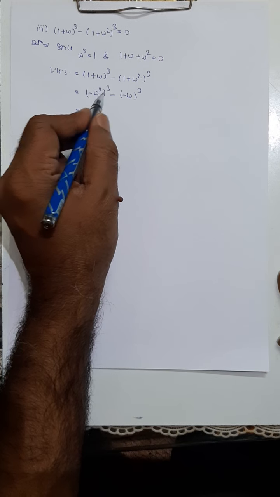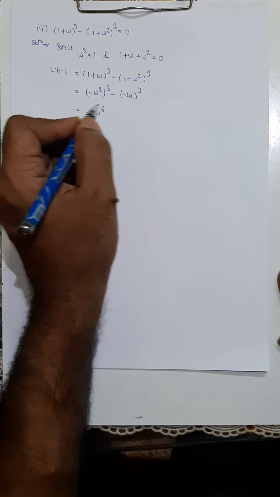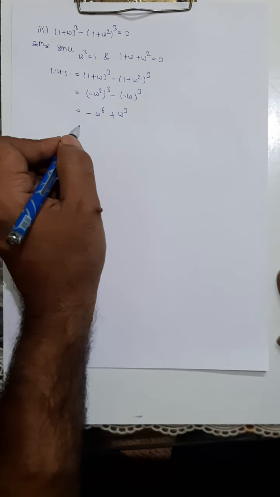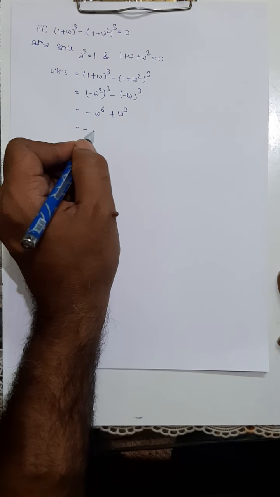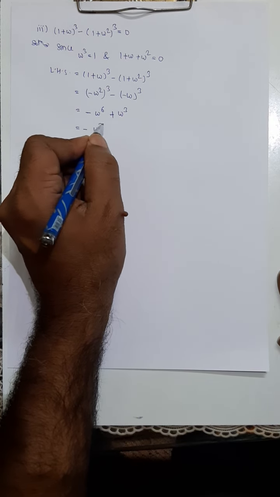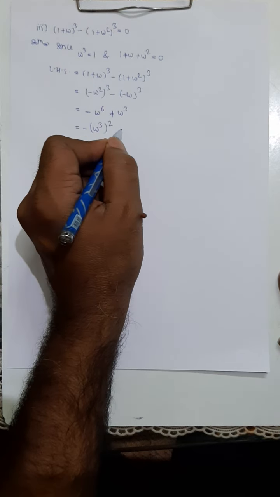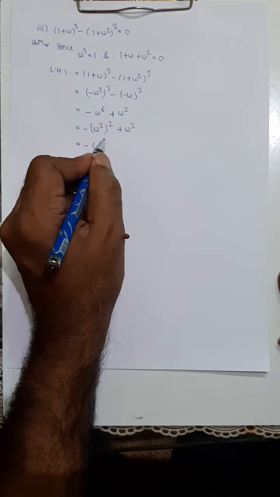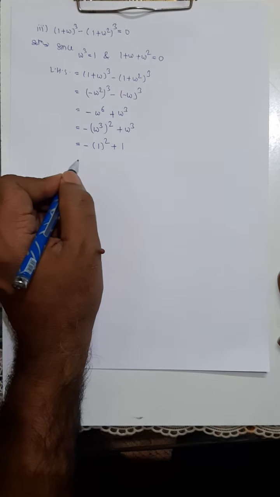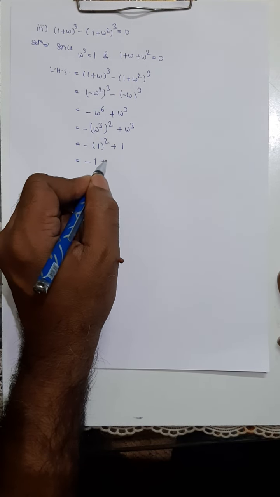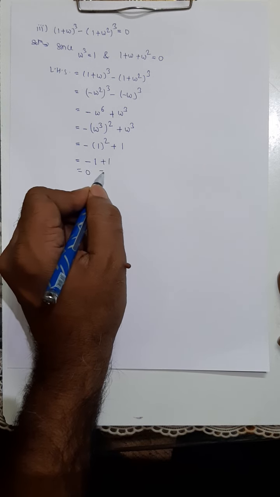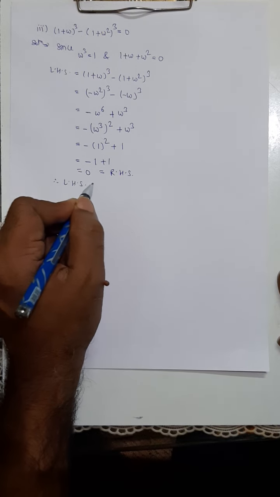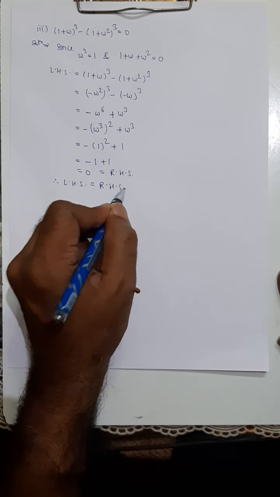So minus omega square cube means omega power 6, 2 into 3, and minus and minus omega cube gives a plus sign, omega cube here. So minus omega power 6 can be written as omega cube its power 2, 3 into 2 is 6, plus omega cube. We know the value of omega cube is 1, its square, plus again omega cube 1. So minus 1 square is 1, plus 1, minus 1 plus 1 is 0, and that is nothing but RHS. Thus we have shown that LHS is equal to RHS.